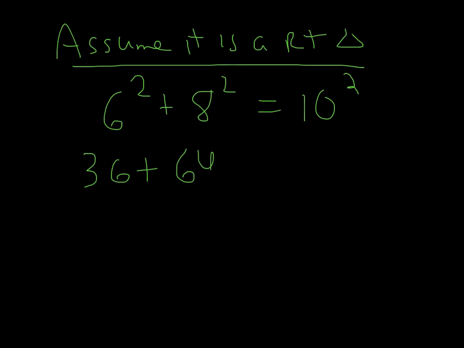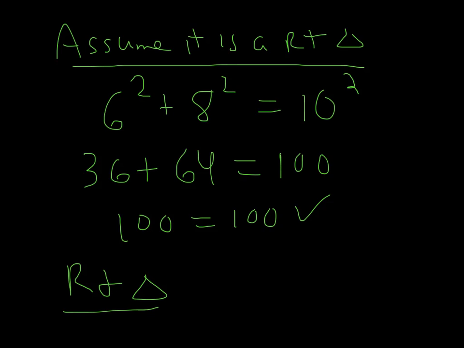36 plus 64 equals 100. Since 100 equals 100, we reached a valid conclusion. Our assumption of is it a right triangle is true, because the Pythagorean theorem works. So we do have a right triangle.